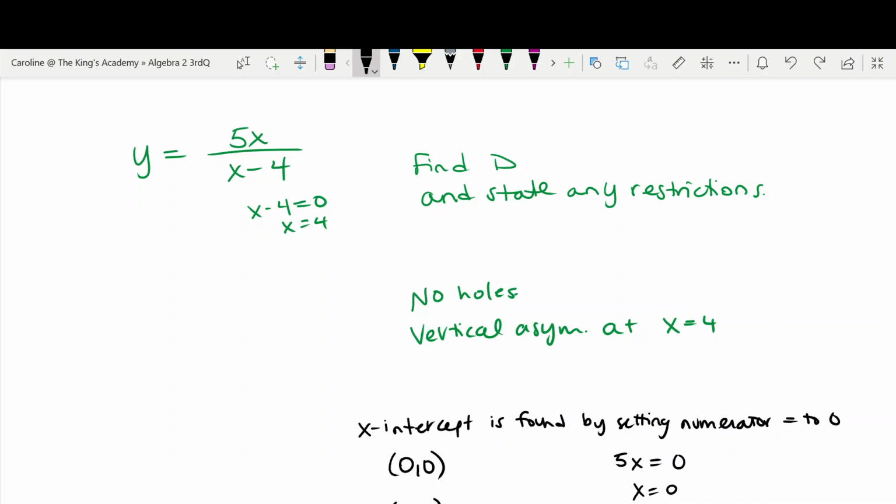See how this is a lot to remember? It's like little rules, little things that you have to remember. What else did we do from the beginning? Restrictions on the domain, points of discontinuity, no holes because nothing canceled, x and y intercepts. Can we sketch what this might look like without a calculator?